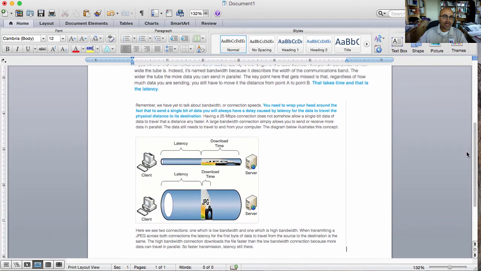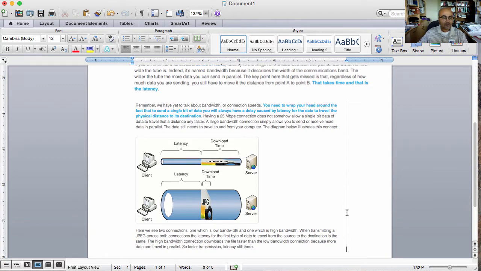If I scroll down, this is a great picture I found on the internet, which describes why a wider bandwidth matters. The width of a bandwidth matters because that way you can send the files simultaneously. So here we see two connections. One is with low bandwidth, the one on the top, and the other is at high bandwidth.